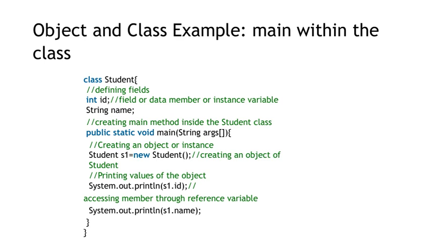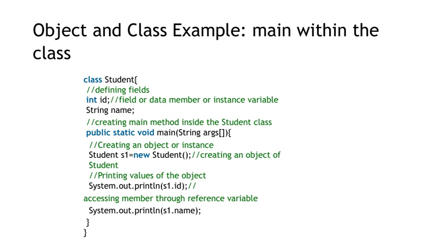These fields represent the data members or instance variables of the class. Inside the student class, we also have the main method, which is the entry point of the program. Now, notice that the main method is placed directly inside the student class. This is important because it shows how we can create objects of the class within its own main method.